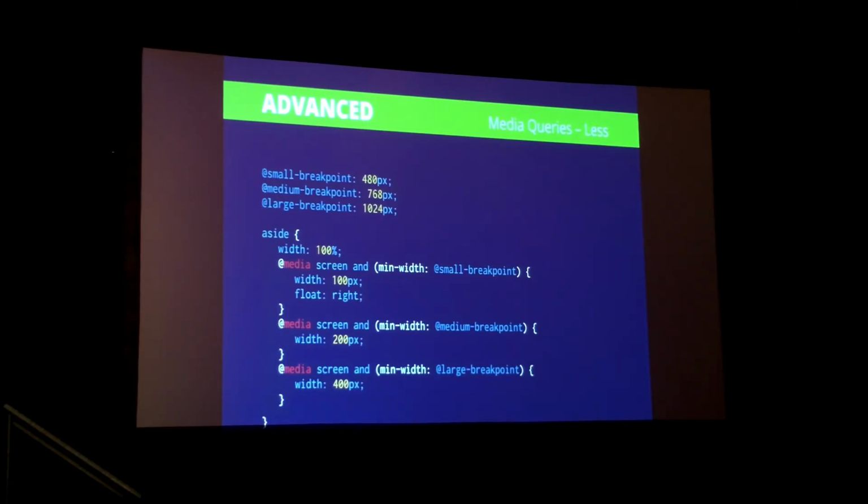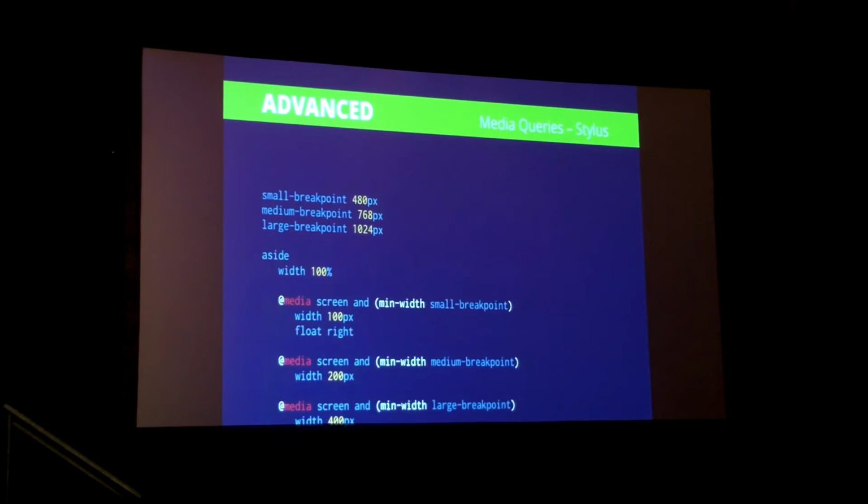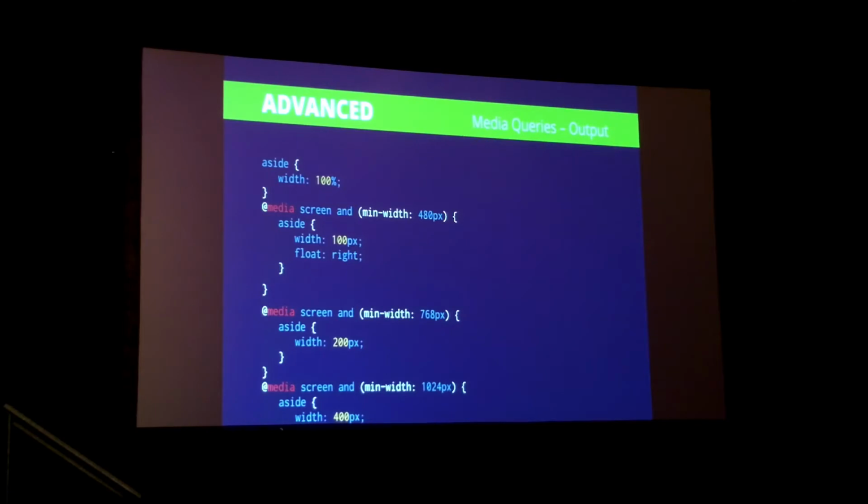Let's see. So for Less, it looks exactly the same. The only thing you would have to do is change the way you call your variable, so at sign versus the ampersand, and that magically works. Stylus, again, you're just kind of typing stuff. We have our variables up top, and it looks the same without all those semicolons and colons and curly braces. And that's what it spits out. So it takes the media queries and shows us back out in front, and then nests, or aside in this case, inside the media query where it should be.